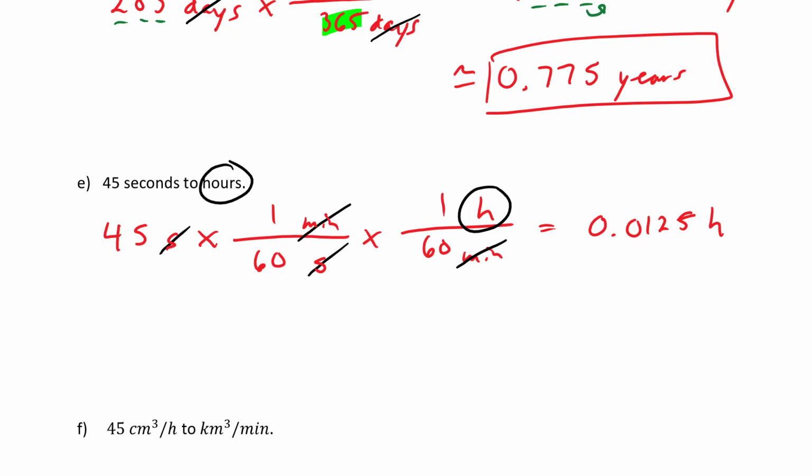Significant digits now. Exact, exact, exact, exact. I'm dealing with 2 significant digits. 1, 2. So this will round off to 0.013 hours.